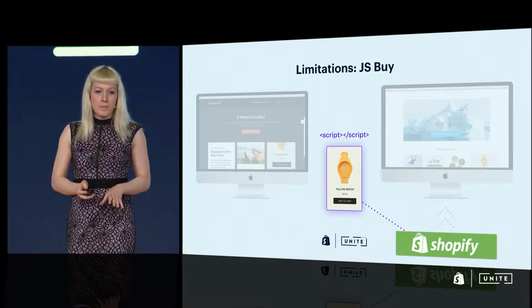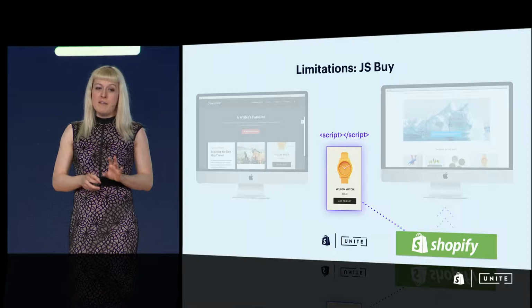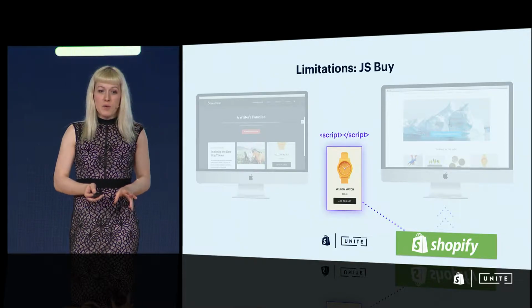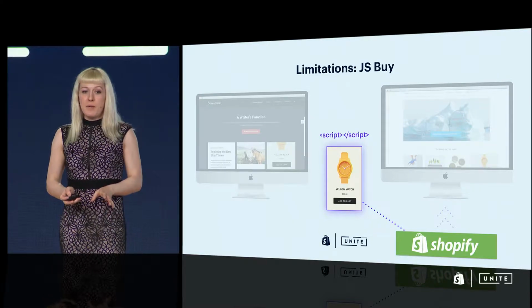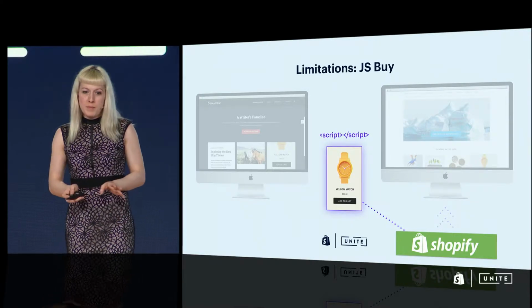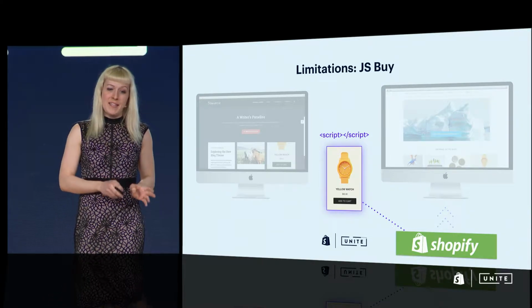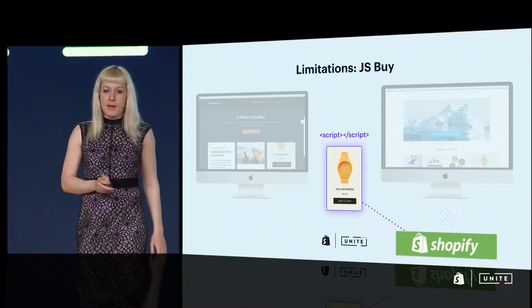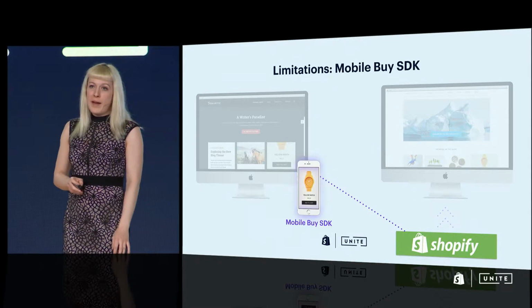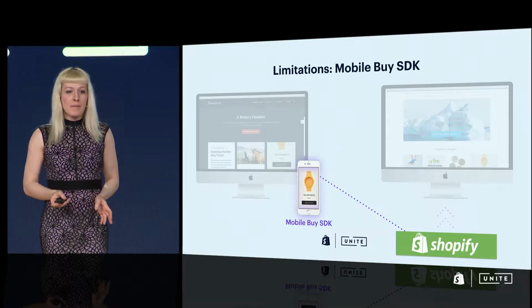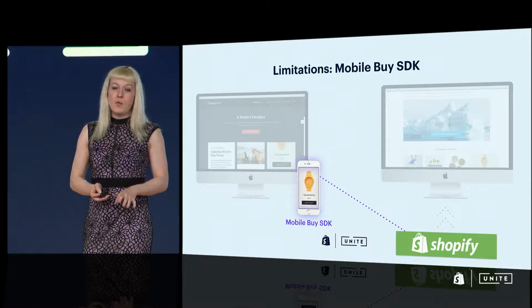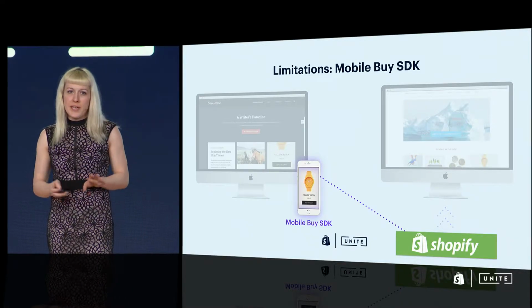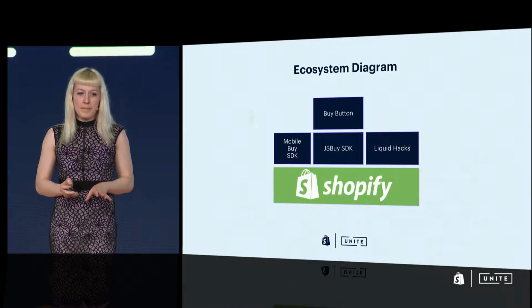JS Buy gave developers increased flexibility here, where the buy button had limited configuration options. JS Buy let the developer build whatever sort of UI they wanted to build. However, it still had the same technical and API limitations as the buy button. Mobile Buy lives in a similar space as JS Buy. Where we provided more features in Mobile Buy, such as customer accounts, we still had no cart API or really any sort of accurate representation of that.